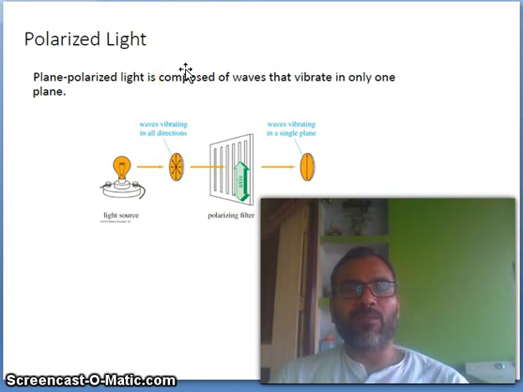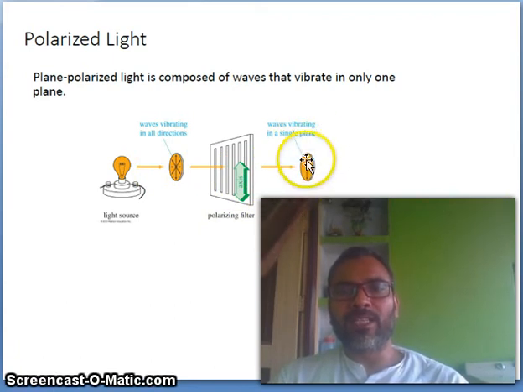Polarized light. What is polarized light? Plane polarized light is composed of waves that vibrate in only one plane. What does it mean? This is your light source. Waves vibrating in all directions. This side, this side, this side, all directions. This is the polarizing filter. If it goes through this, the wave vibrates in a single plane. You see, not all directions. Then this is plane polarized light.